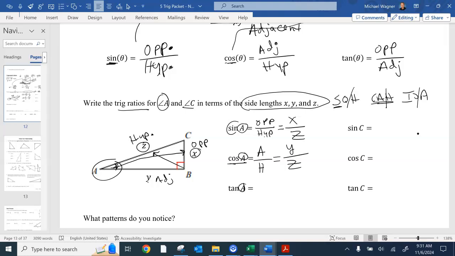So tangent is O over A, so O, or opposite, not zero, but O, over adjacent. So what's the opposite in this case?